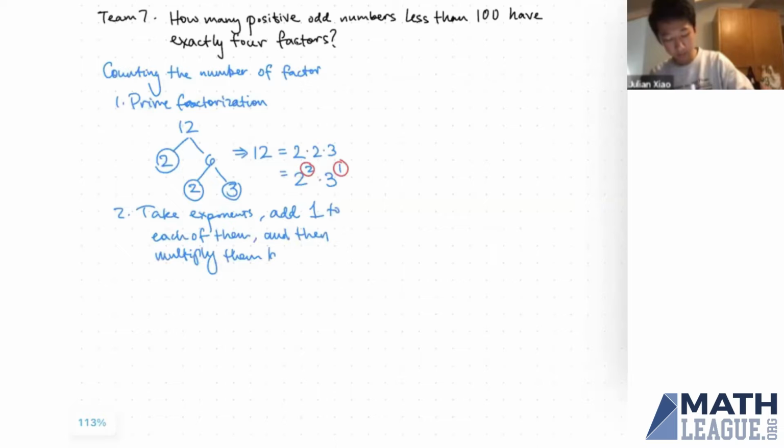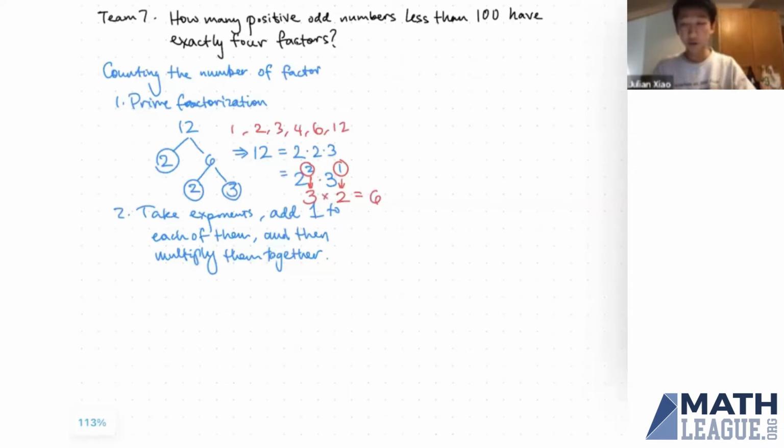So in this example, we have 2 exponents. We have 2 and we have 1. So this 2, we're going to add 1 to it to make 3. We're going to add 1 to this to make 2. And the last step is to multiply all of these numbers together. So if you multiply them together, then you get 6. So 12 has 6 factors in total, and you can write them out. These are the 6 factors that 12 has.